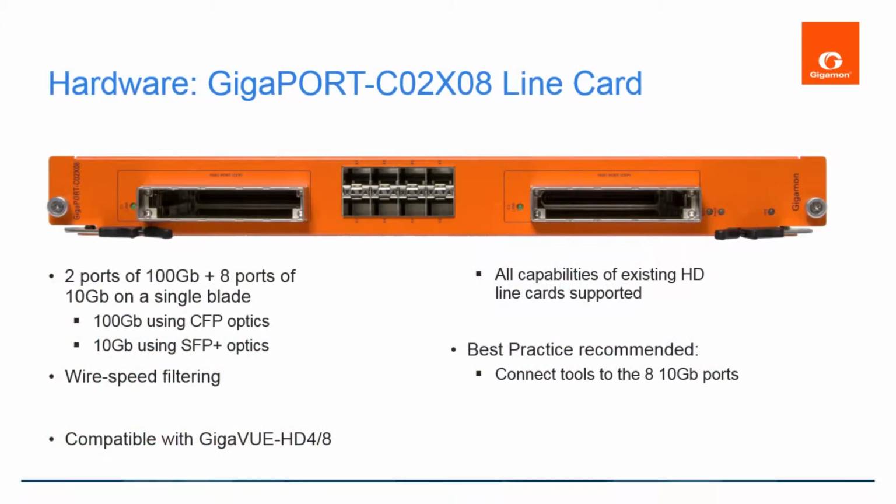As well as we have a new 2-port 100 gig card that breaks out into 8 10 gig ports, so you can really get in there and tap those 100 gig interfaces and break the data out into multiple lower speed interfaces going into your existing tools, which allows you to preserve your existing tool rate.